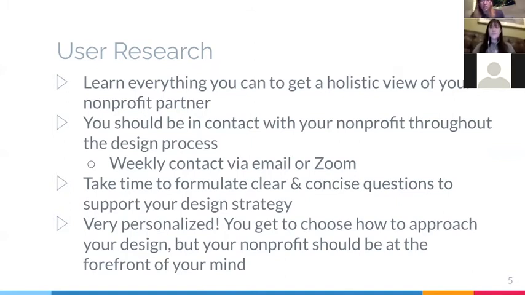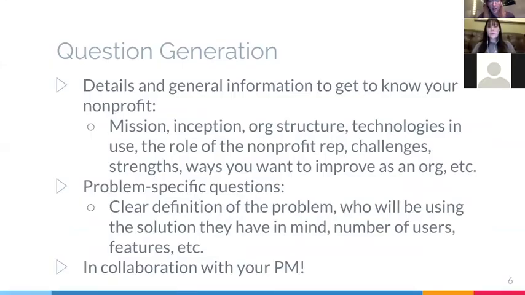In terms of question generation, we talked about this a bit last week with the nonprofit discussion. These questions should be clear and concise and guide your design strategy, whatever that may be. It's also very personalized. Everyone has their own design style, and that's totally cool. At the end of the day, it comes down to keeping your nonprofit at the forefront of your mind. I did want to talk a bit more about questions, so let me move to that slide.